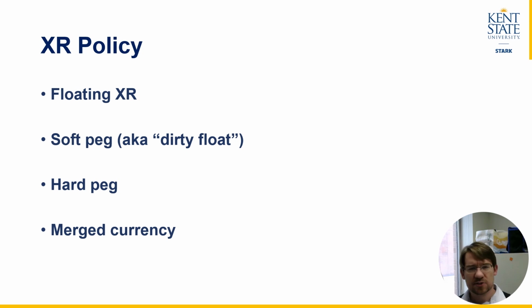So now let's take a few minutes to talk about exchange rate policy. There are four main options for how we can have policy related to foreign exchange rates. One would be what we call a floating exchange rate. We'll look at these in more detail in a minute. A second would be what we call a soft peg, sometimes called a dirty float. A third would be the hard peg, and then finally there is the merged currency.